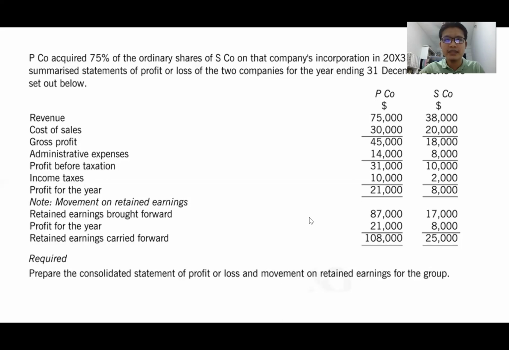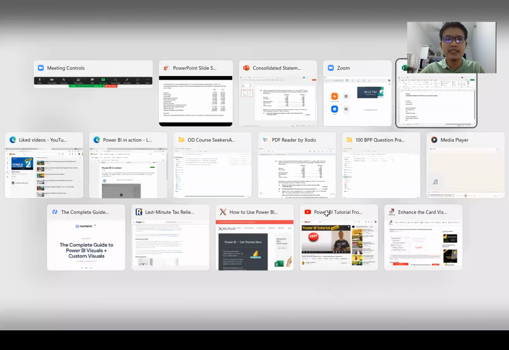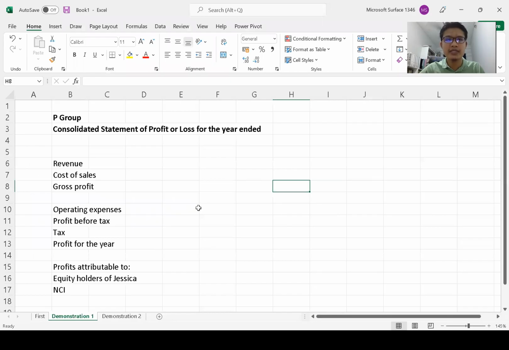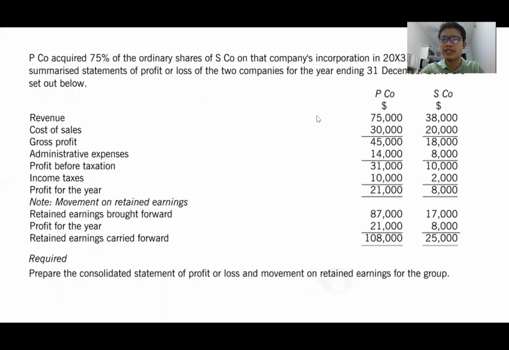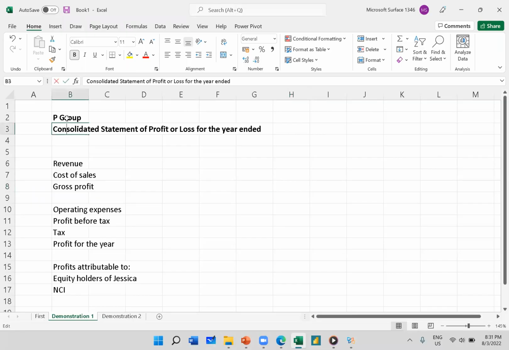I have prepared an Excel for us, which is this. So this is PICO. We are going to consolidate for the year ending 31st December 2006. You write down the name of the group, assuming the parent's name will be the group's name, and the 31st December 20X6 just now. And then the revenue.